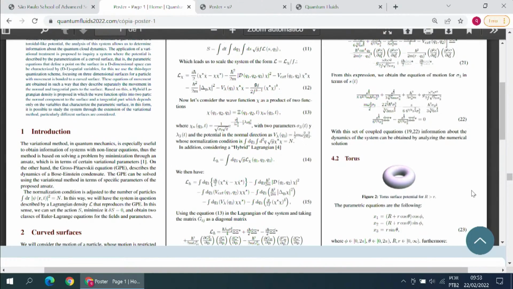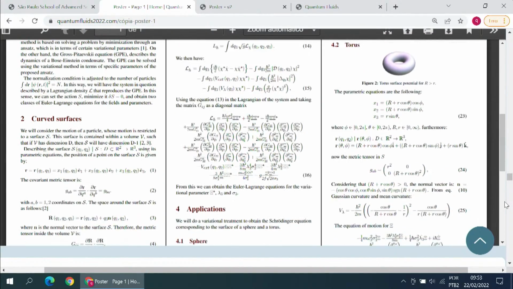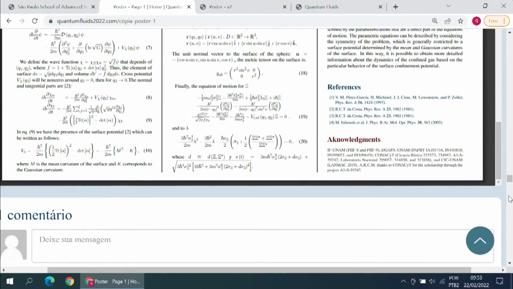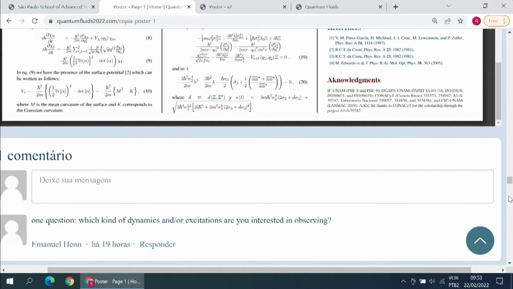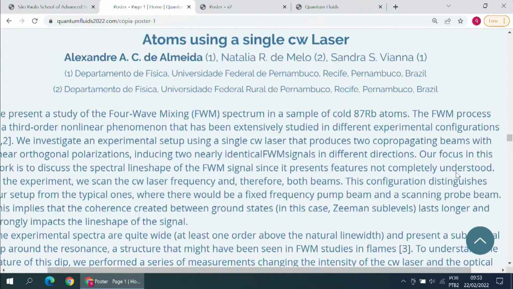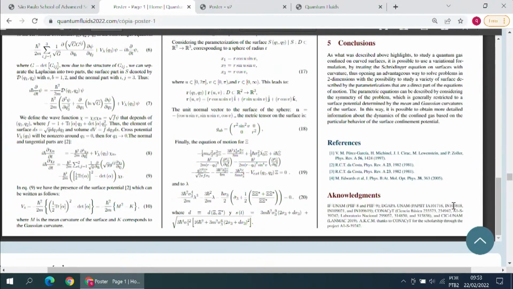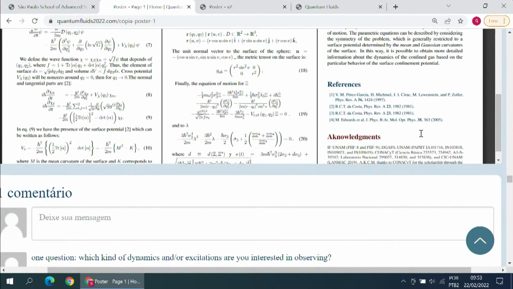For the question by Emmanuel, which kind of dynamics and or excitation are you interested in observing? So for now, we are interested in the adequate treatment for a good interpretation of the solution to the equation of motion of the system.